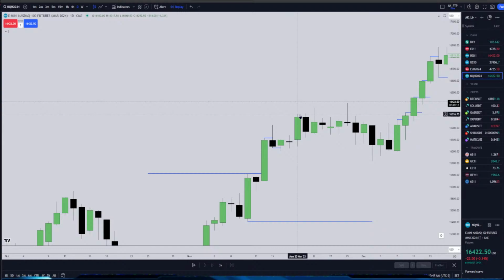Closed above, that's the liquidity. Took the liquidity, failed to close above. Again, I'm looking for sell side delivery only. Market went higher, gave me the sell side delivery until this far, or maybe even lower. I don't care about that.